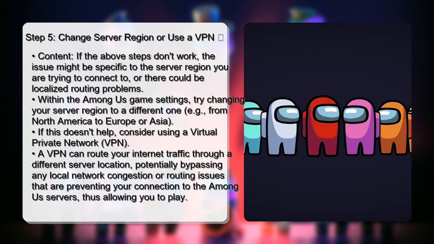Step five, change server region or use a VPN. If the above steps don't work, the issue might be specific to the server region you are trying to connect to, or there could be localized routing problems within the Among Us game settings. Try changing your server region to a different one, from North America to Europe or Asia. If this doesn't help, consider using a virtual private network that can route your internet traffic through a different server location, potentially bypassing any local network congestion or routing issues that are preventing your connection to the Among Us servers, thus allowing you to play.